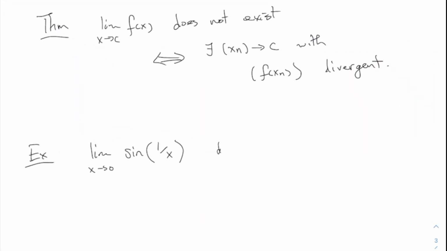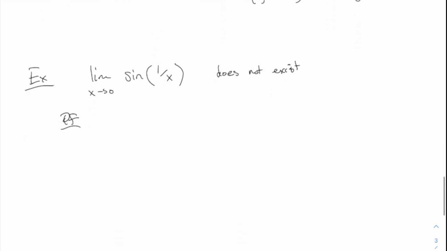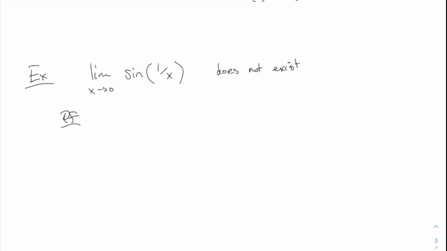This limit does not exist, the limit as x goes to 0. Let's try and prove that. It's just really an example you have to provide. We have to think of a sequence approaching 0 where, when I plug it into the function, the limit ends up not existing.